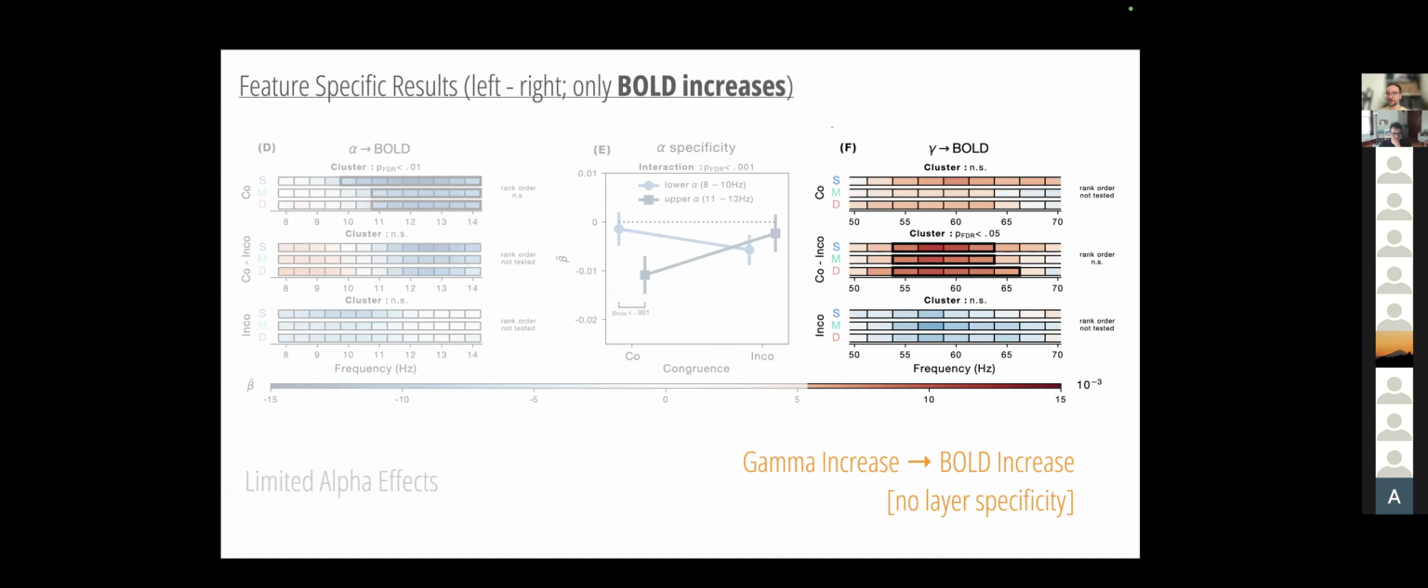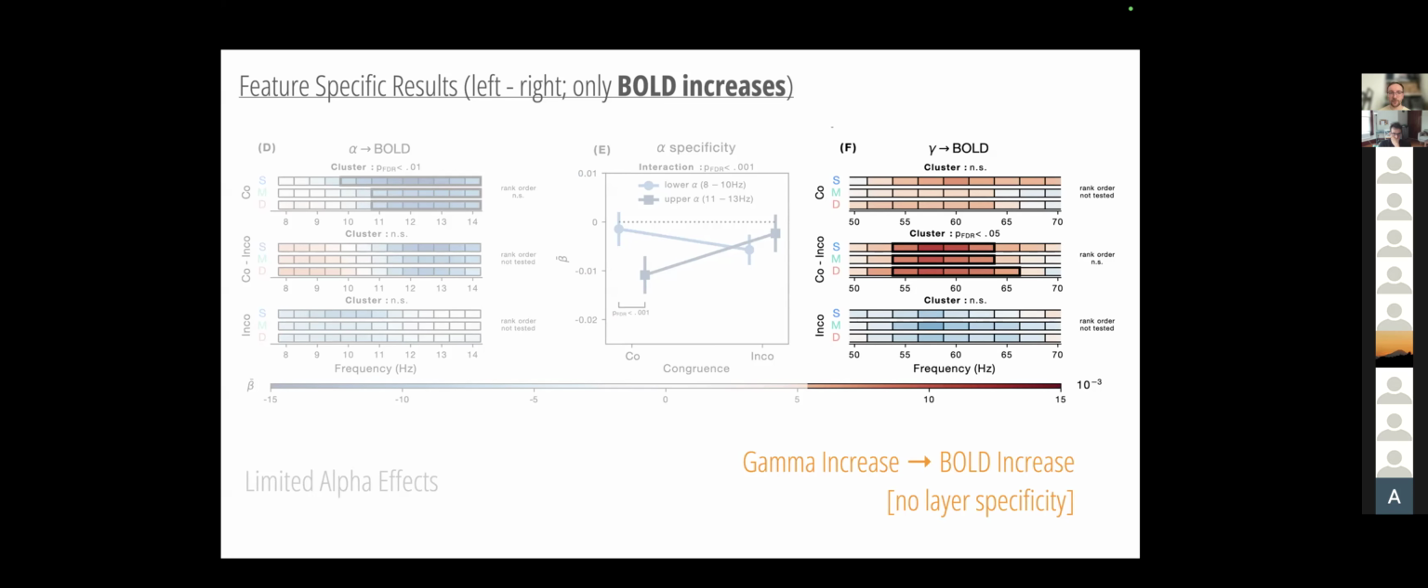So our interpretation here is, first of all, gamma band activity is limited to positive bold responses, which makes sense because in this previous paper that I showed you by René Sreringa, he also limited his analysis to positive only bold signal. So we find this as well.